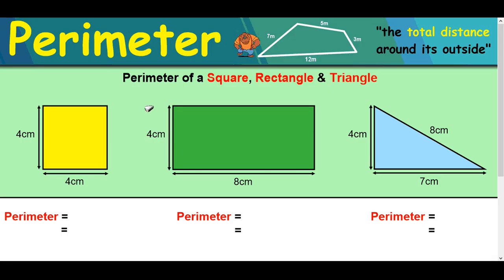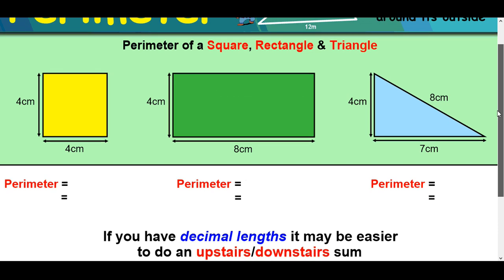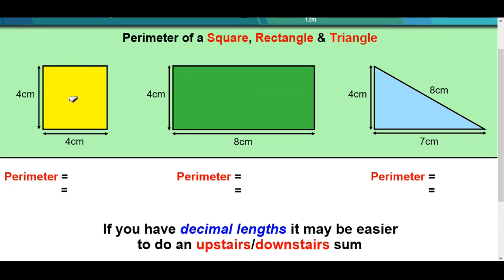Okay, let's finish this section off of working out the perimeter of a square and a rectangle, and then finally a triangle. Okay, so if we've got a square here, we know that all the sides in a square are exactly the same.